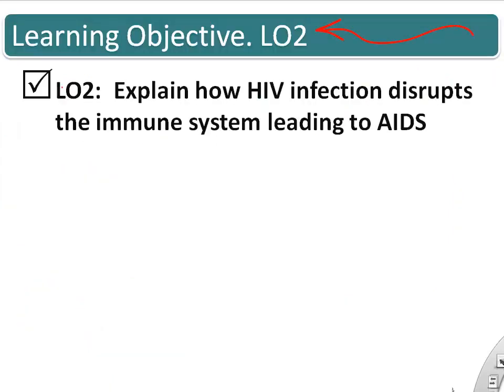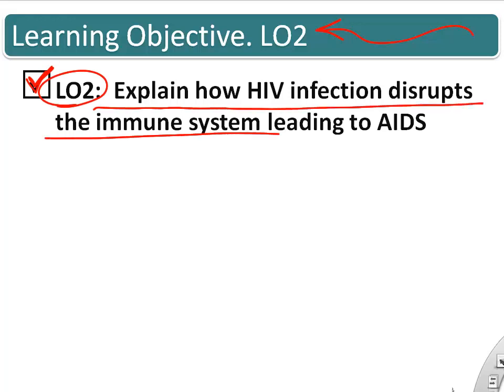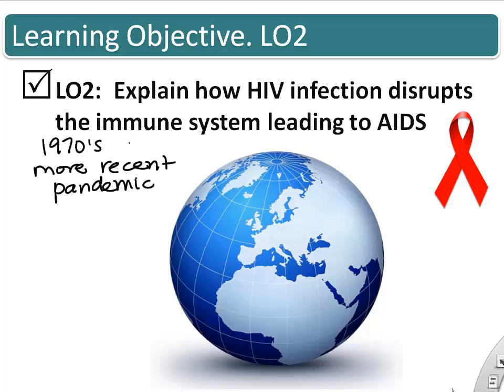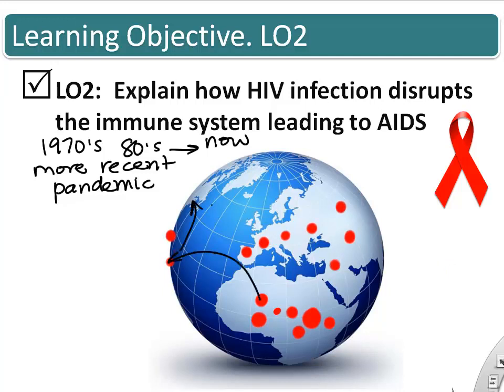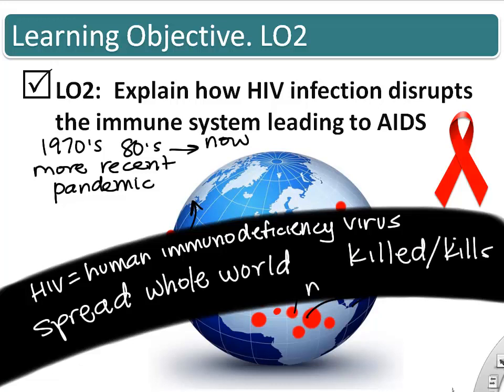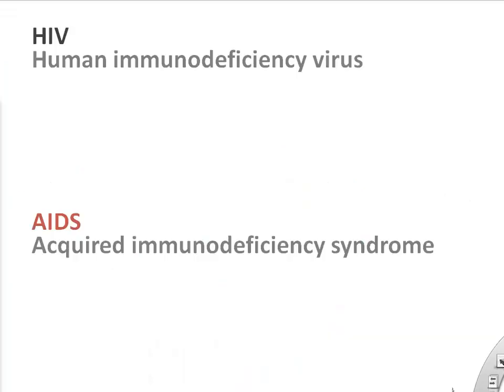So our next learning objective is explain how HIV infection disrupts the immune system, leading to this clinical condition called AIDS. So the HIV is a recent pandemic, meaning it spread throughout the world. The spread seemed to appear sometime in the 1970s and 80s, originating in Africa. When it spread to the United States, it's thought that it spread through the Caribbean to New York. Regardless, though, HIV spread throughout the world, has killed millions of people and continues to infect and kill people today. So it is a pandemic.